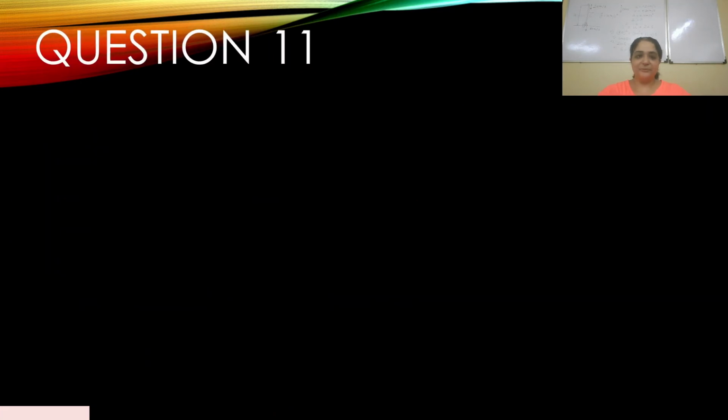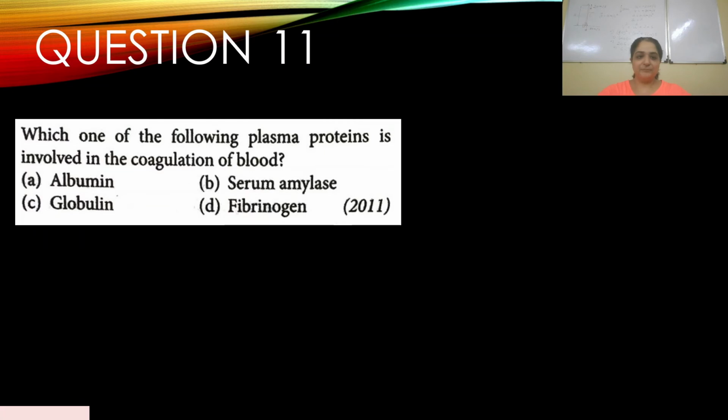Question number 11. Which one of the following plasma proteins is involved in the coagulation of blood? Guys, we've already discussed this. A, B, C, and D. Again, pause the video, think about your answer, and then come back. This appeared in 2011. Which one of the following plasma proteins? Fibrinogen. The answer should have been B.